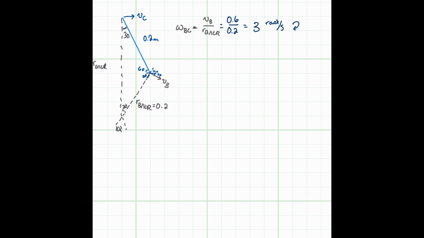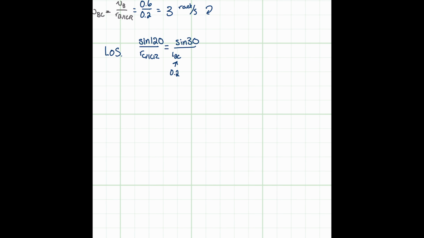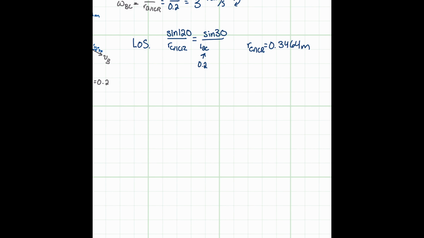Now we are going to use the law of sines to find RC ICR. And the law of sines is just the sine and angle over the length equals the other sine and angle over the other length. So we know our angles and we know LBC, so we can find that RC ICR equals 0.3464 using cross multiplication and division.